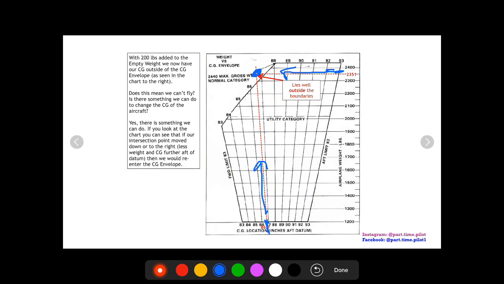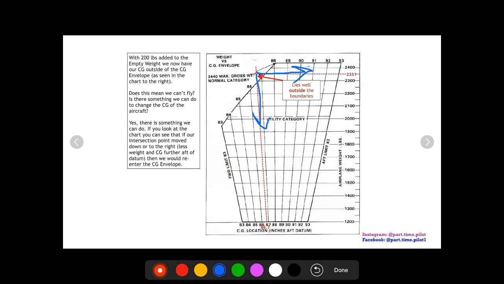Okay, so what do we do now? Your examiner is going to say, all right, so can you fly? And you're going to say, no, not right now. We have to do something. We have to change the CG to make it safe to fly. We have to get that intersection within the bounds. So to do that, it's obvious that we either need to go down or over or both.